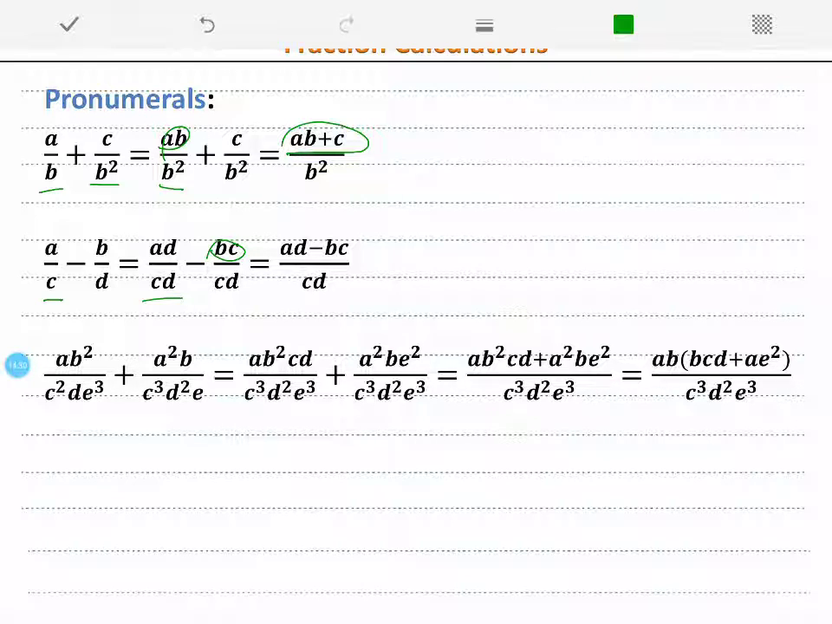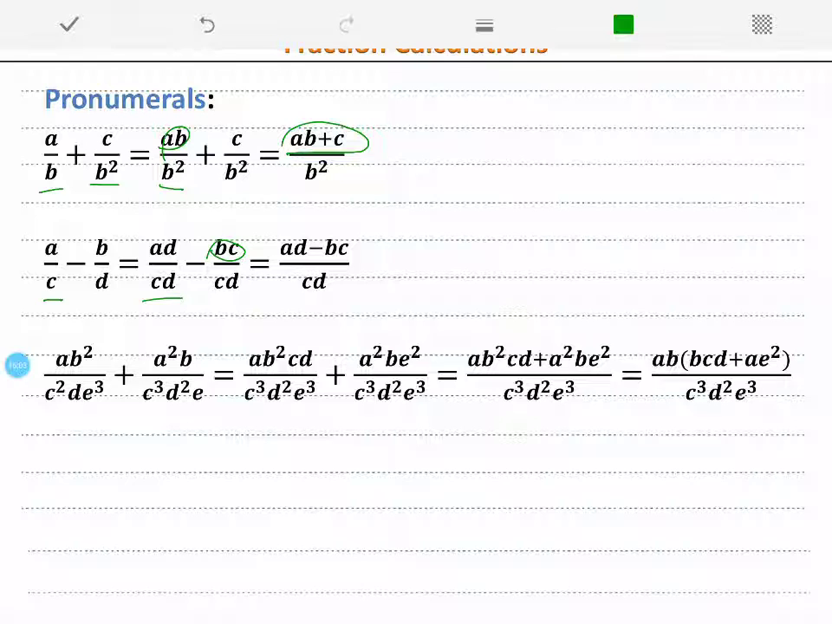The next question, example, appears to be complicated, but don't worry. Now follow me. ab squared over c squared d e cubed plus a squared b over c cubed d squared. It's obvious that the two denominators have something as a common factor, so the lowest common multiple won't be their product. Let's see.